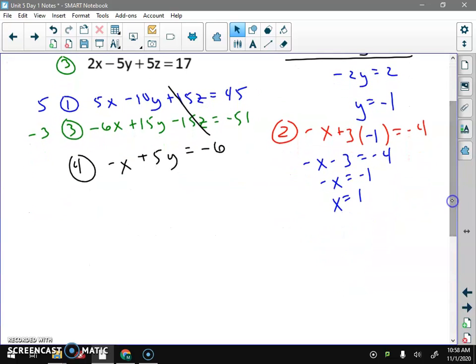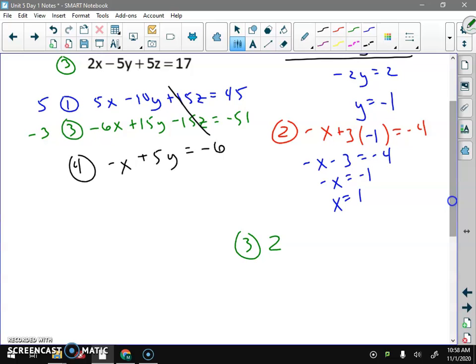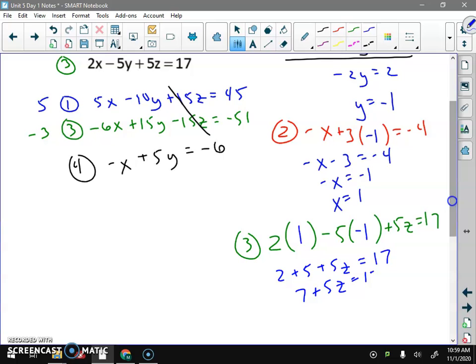I'll pick equation 3: 2x minus 5y plus 5z equals 17. What did we say x was? A 1. What did we say y was? A negative 1. 2 plus 5 plus 5z equals 17. 7 plus 5z equals 17. Subtract the 7. 5z equals 10. z equals 2. Written as an ordered triple: x, comma, y, comma, z.